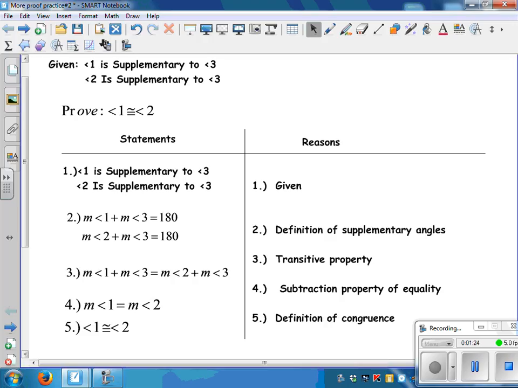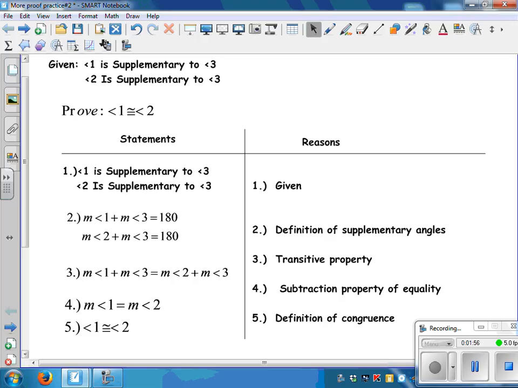From that, I can see that since both left sides are equal to 180, I can cut out the middleman, so to speak, and just make the 1 plus the 3 equal to the 2 plus the 3 by transitive property. You could also say substitution, but this one's a pretty clear transitive property situation. From here, I notice that I have measure of angle 3 on both sides, so I can subtract it from both sides and have the measure of angle 1 equaling the measure of angle 2 by subtraction property of equality.